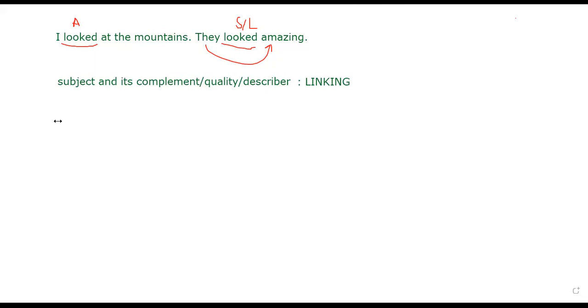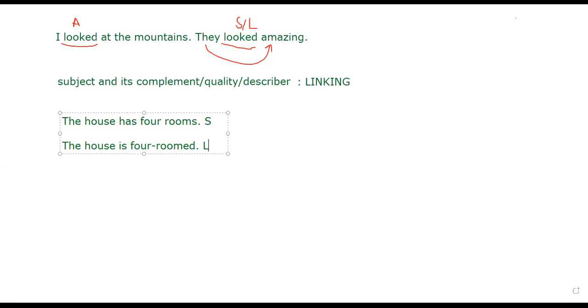For example, we did another example, the house has 4 rooms, right? Now, 4 rooms is not an adjective. 4 rooms is not a quality. 4 rooms is just a random thing. So in this case, it is a stative verb, and it's a stative verb only. However, if the sentence was, the house is 4-roomed, right? Then it would be a linking verb, because 4-roomed is a describer, a quality. It is one word that is describing what the house is like.